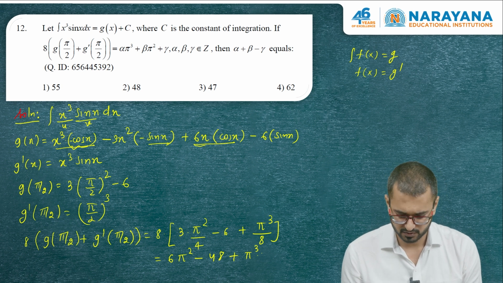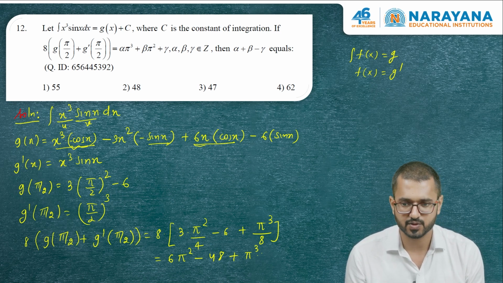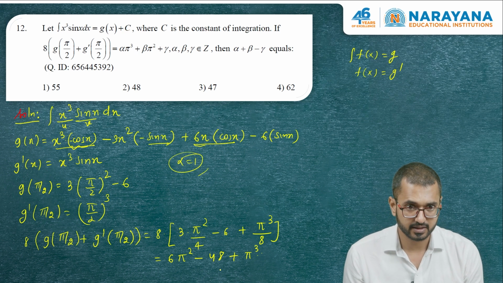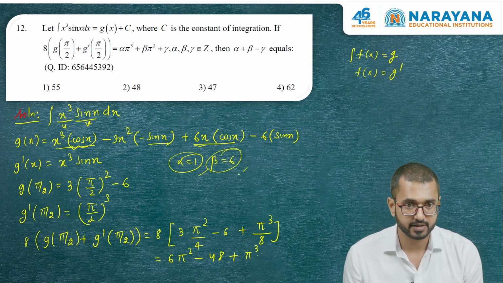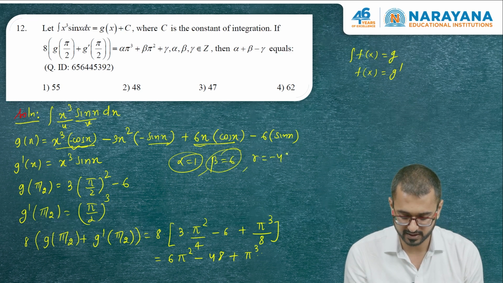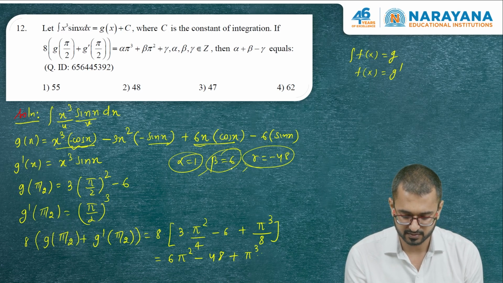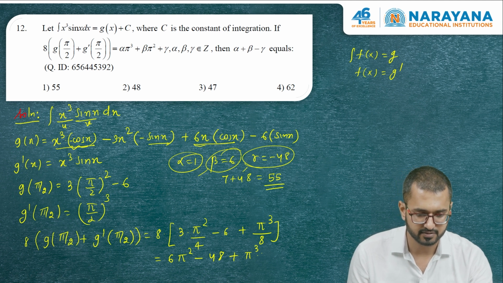All right. So let us now find out what is alpha, beta and gamma. So comparing with the given condition, alpha is the coefficient of pi cube, means alpha is 1. And beta is the coefficient of pi square. So beta is 6. Gamma is my constant. So gamma is minus 48. Now what is required? Alpha plus beta minus gamma. So it will give me 55. So that makes our option A correct, 55. I hope this is clear.